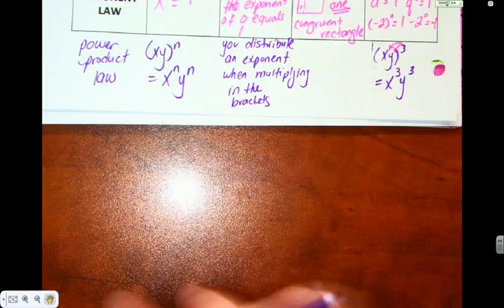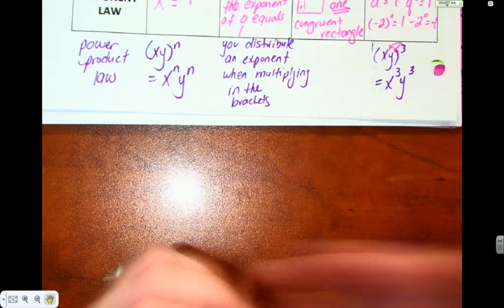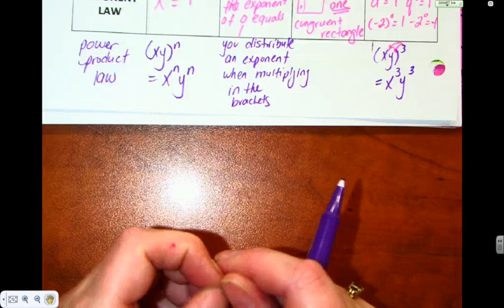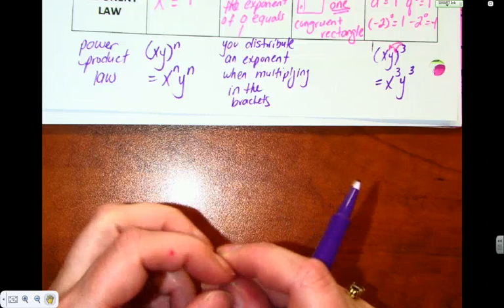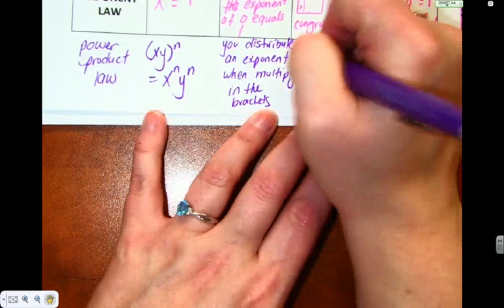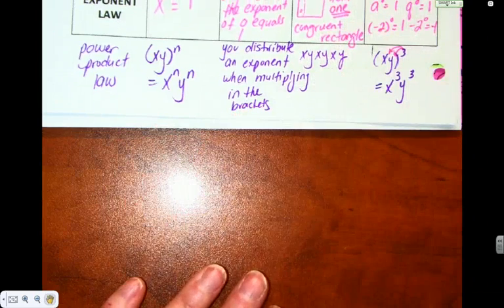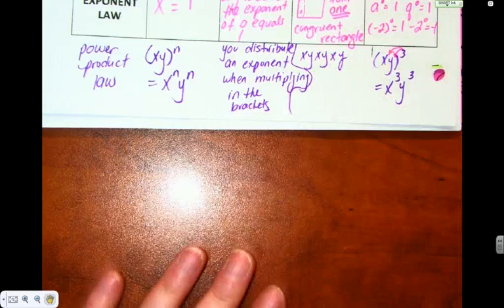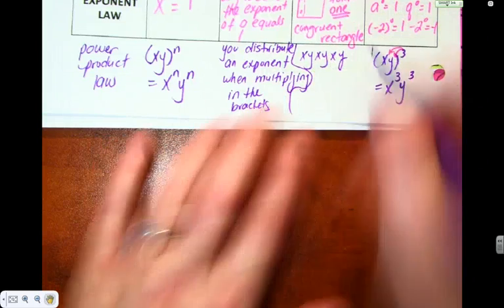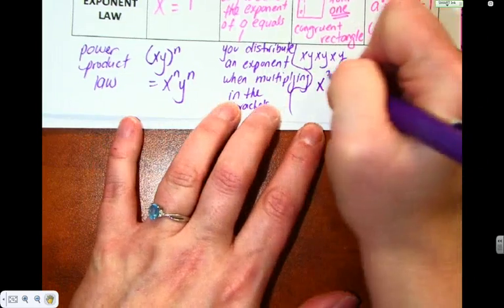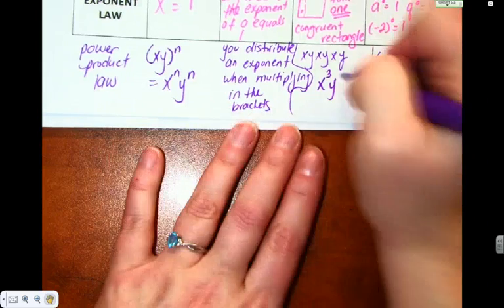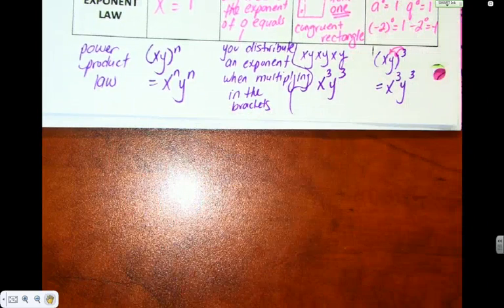Okay, let's look at the why. So what does anything cubed mean? What does the cube mean? Multiply it by itself 3 times. So we're going to have xy times xy times xy. How many x's? How many y's? That's why the law is what it is.